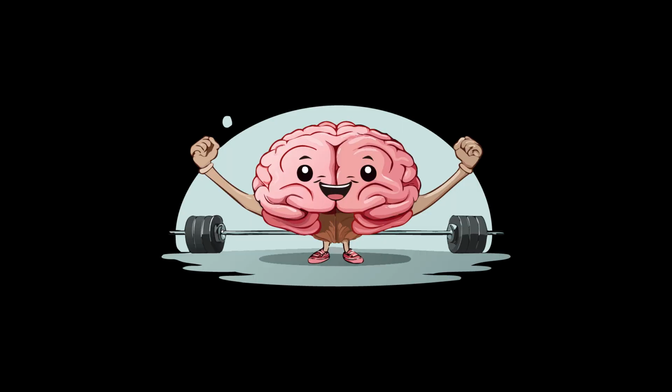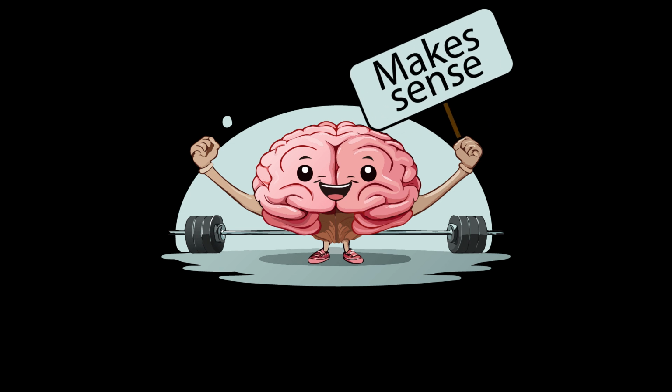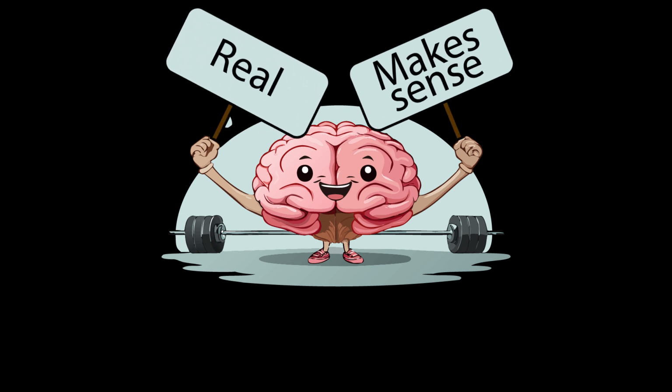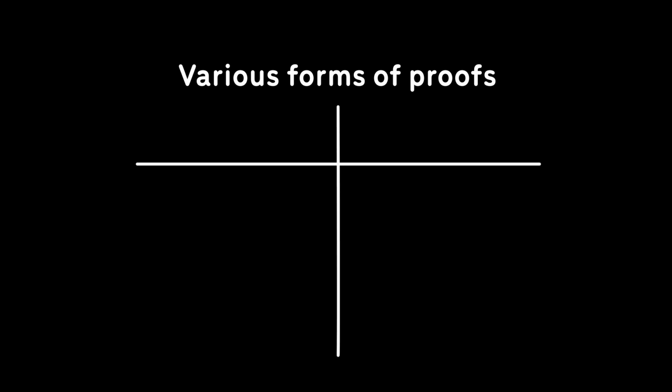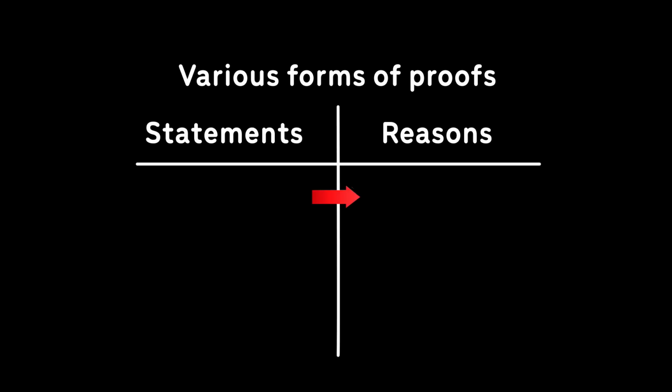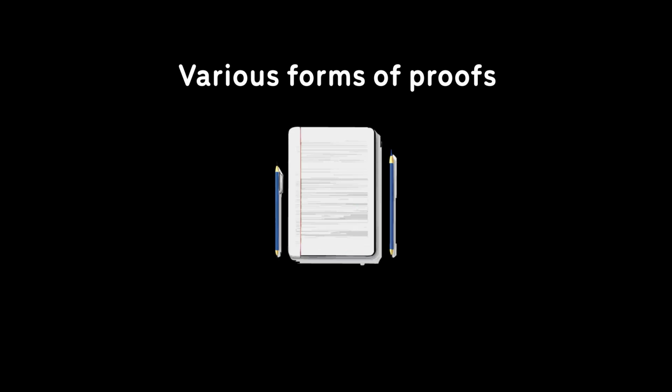These aren't new concepts, but rather a mental exercise to prove that everything in geometry actually makes sense and is real. There are various forms that proofs can take, including 2-column proofs, which present statements and reasons in a concise side-by-side format, and paragraph proofs, which use a narrative style to explain the reasoning.